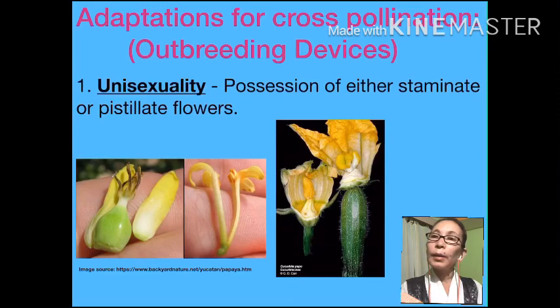In some other plants such as the cucumber, the flowers are unisexual. They have separate pistillate and staminate flowers carried on the same cucumber plant, and thereby they avoid self-pollination and promote cross-pollination.